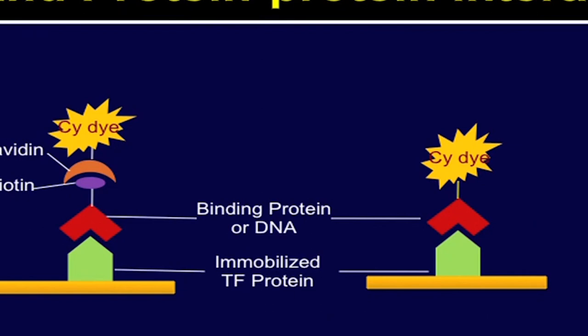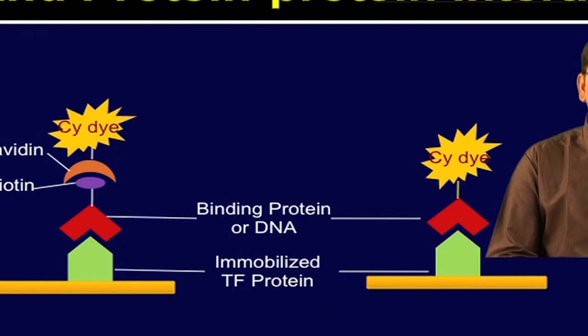In this study, authors first defined the assays for the detection of protein-protein and protein-DNA interaction. As you can see in the slide, the left panel shows the sandwich assay which they developed for the protein-protein interactions, where the immobilized transcription factor proteins were used to bind proteins or DNA labeled with the biotin tag, and then streptavidin and Cy dye chemistry was used to detect the signal.